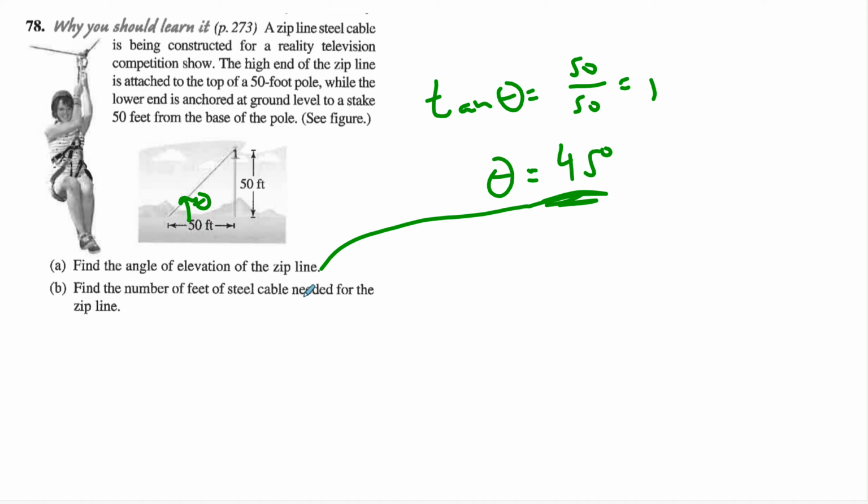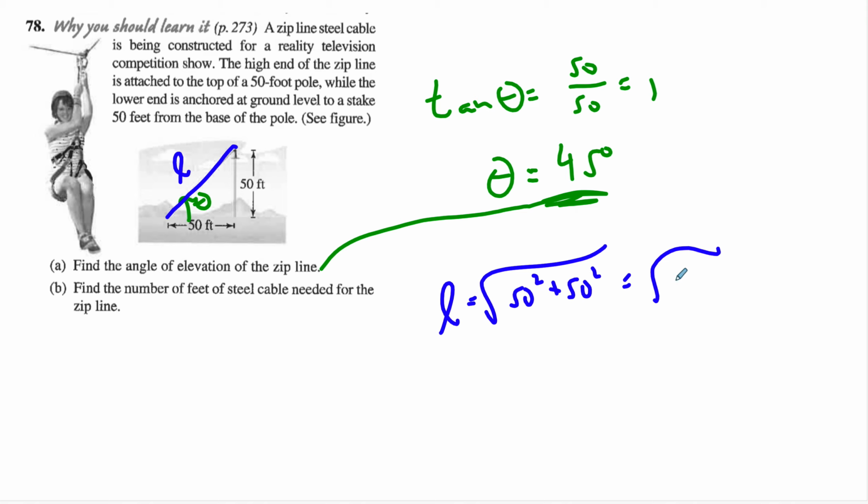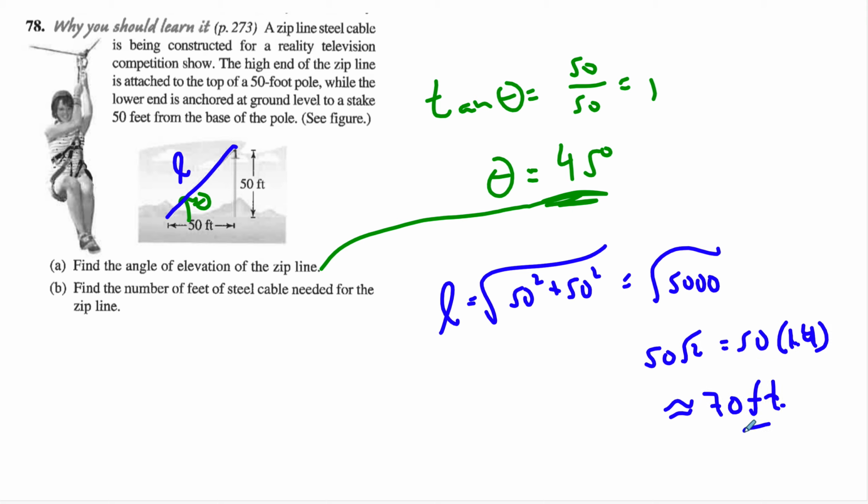Find the number of feet of steel cable needed for the zip line, which I would argue is this bit here. Yep, sliding down a zip line straight down is not a good idea. At an angle is much better. So that would mean that length, we call it, is the square root of 50 squared plus 50 squared, which is the square root of 2,500 plus 2,500, which is the square root of 5,000, which when you reduce it is about 50 root 2, which is about 50 times 1.4, which is right around 70 feet. And that's it.